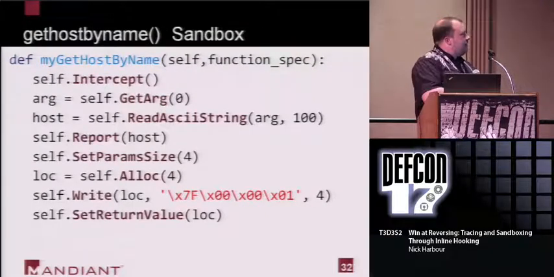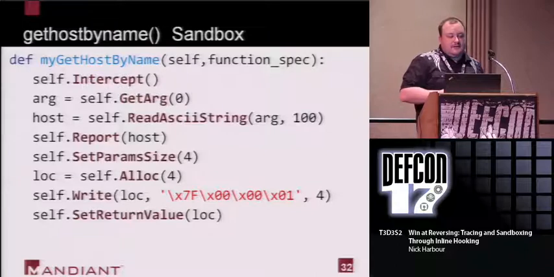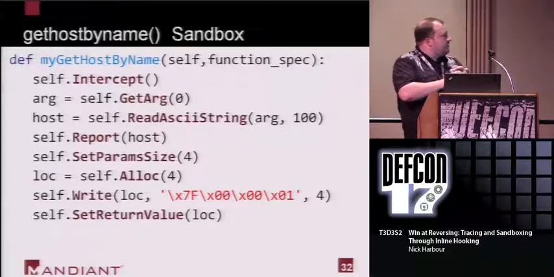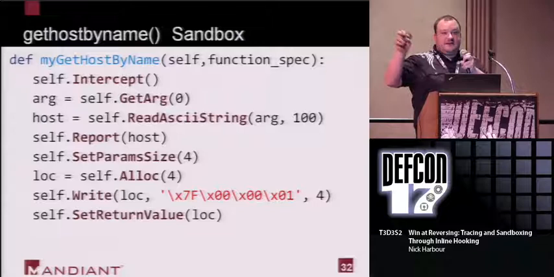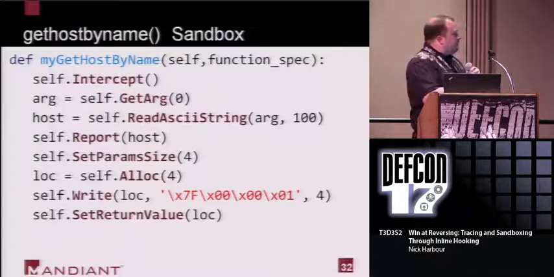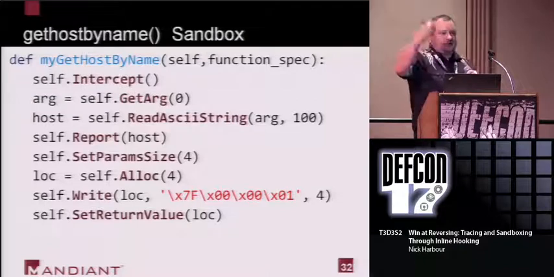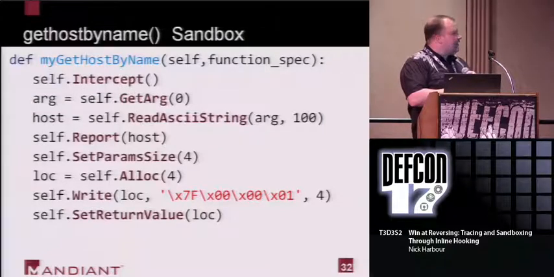Here's an example of a getHostByName sandbox function. Very simple. At the beginning, we call intercept. I get the first argument to the function with getarg. I read the ASCII string that points to, because you just pass it the DNS name that you want to look up. So at this point, host contains that DNS name. I go ahead and report that to the console so we know what we're looking up. And then I allocate memory. I allocate 4 bytes, and I write this value into it.